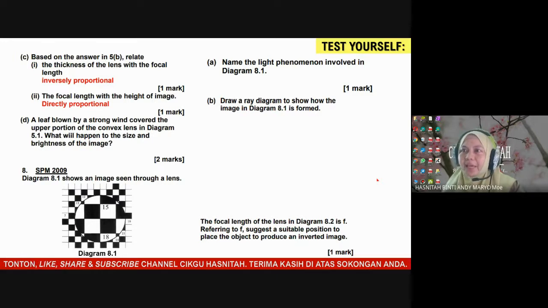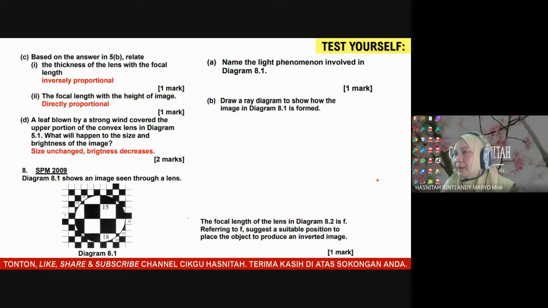This is a KBAT question. A leaf blown by strong wind covers the upper portion of the convex lens. So what will happen to the size and brightness? Is the size going to change? Logically, no changes, because there are no changes in the object distance. So we write: size unchanged, but the brightness decreases. It becomes a bit darker. That's true, Sinwei. Now question number 8.